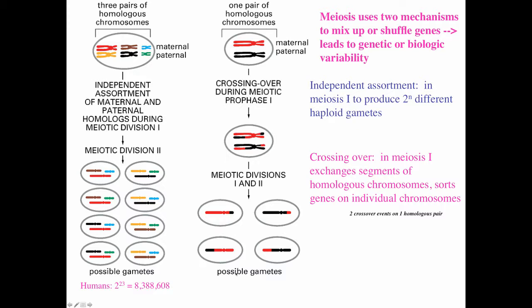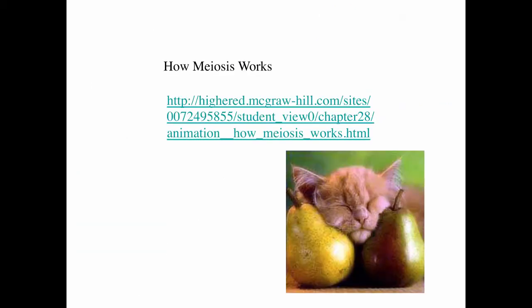So here you can imagine, combine these numbers by multiplication. 8,388,608 possible combinations of gametes times however many crossover events occur. You're going to multiply that number times that number. It's an infinite number of possible gametes that can occur as a result of meiosis, thus assuring that no gamete is the same, thus assuring genetic variability, thus an absolute necessity for the evolution of species.